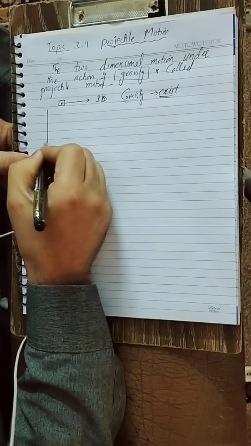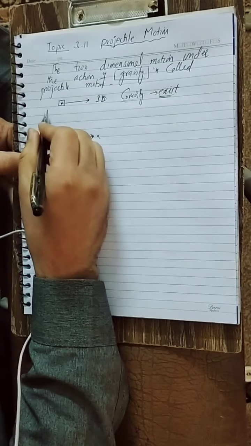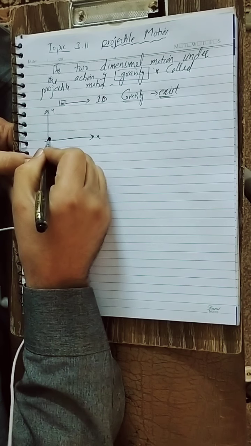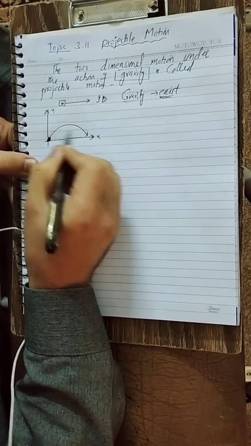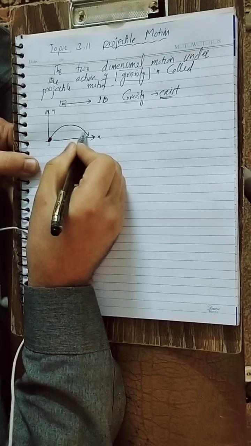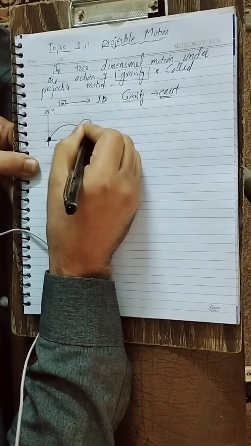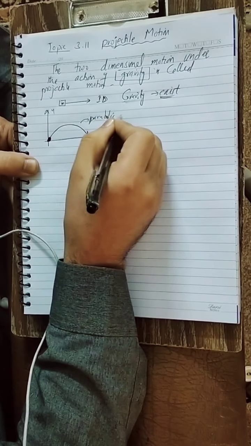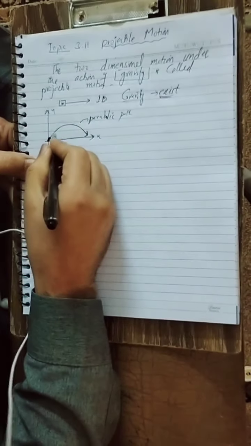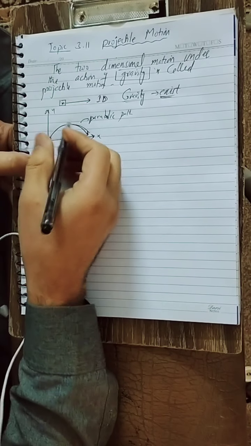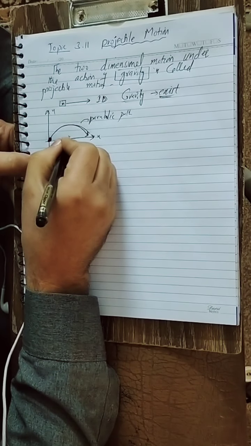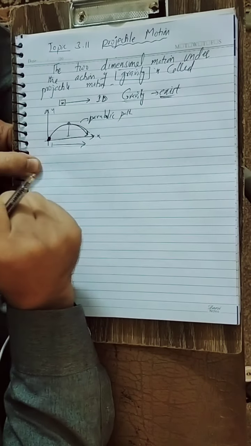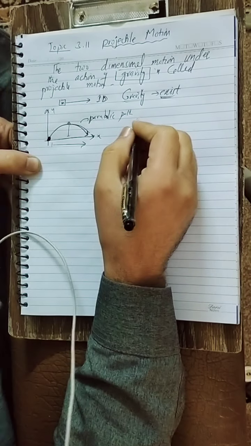Suppose we have an x-axis and y-axis, and we kick a football and the football follows this path. First the football moves up, then moves down. This path is called the parabolic path, and the motion is called projectile motion because it is two-dimensional motion. Two-dimensional means it covers distance along the y-axis and along the x-axis. So for the projectile, two-dimensional motion is necessary.